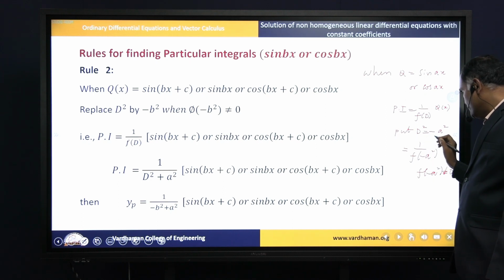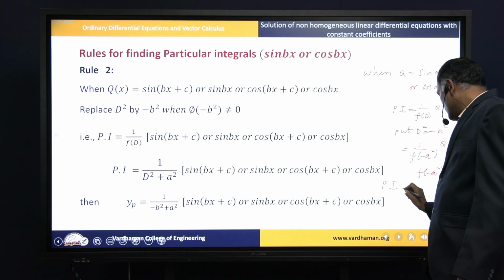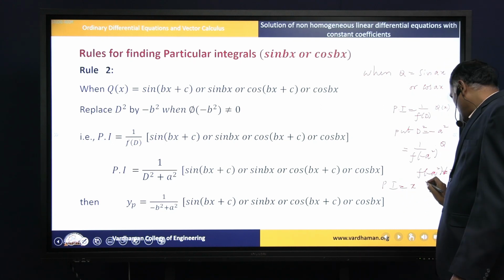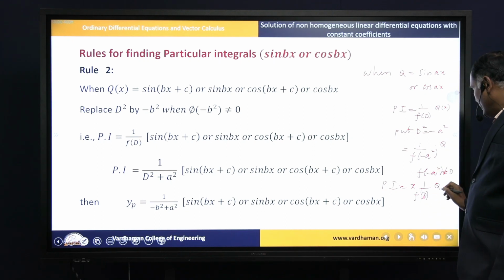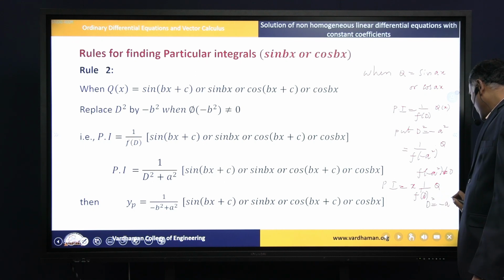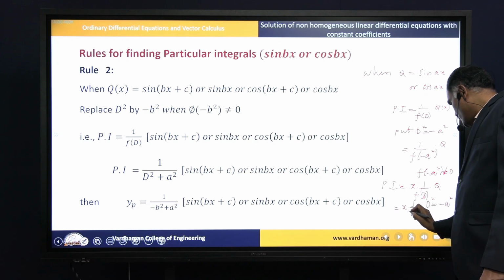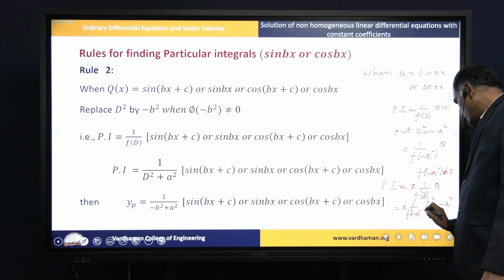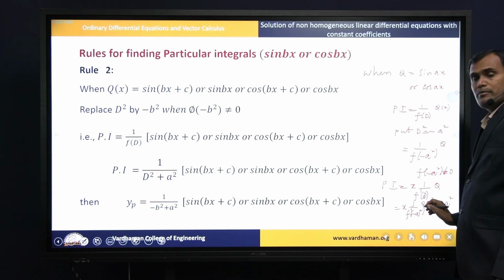If this denominator is 0, the method says put x in the numerator and differentiate the denominator with respect to D. Here Q is there, that is either sin ax or cos ax. Again replace D square with minus of a square. In place of D square we write minus of a square into Q. If this denominator is not equal to 0, this gives the required PI.